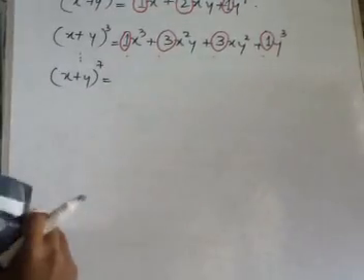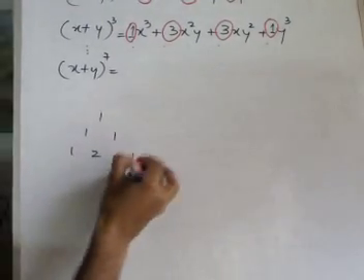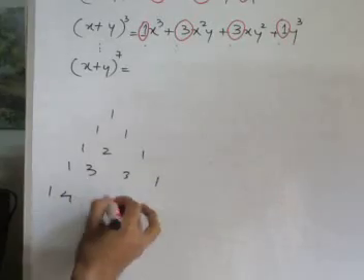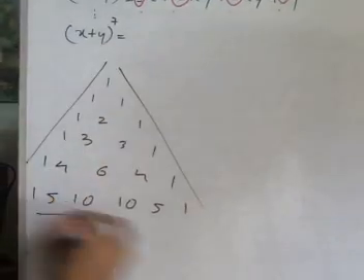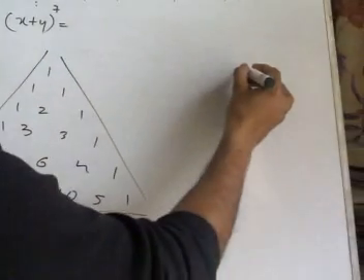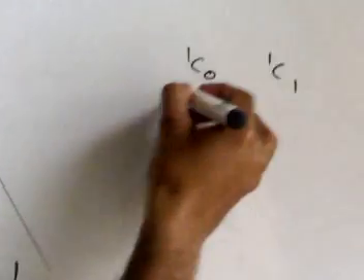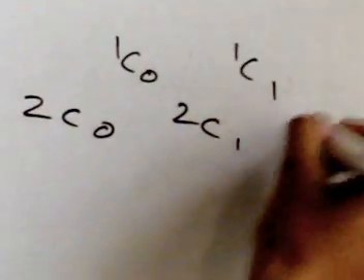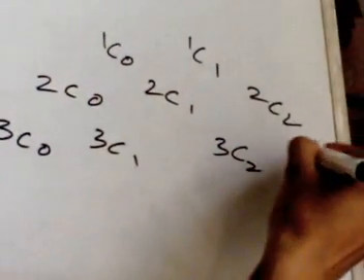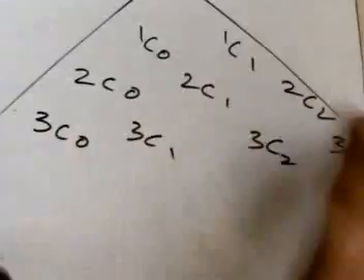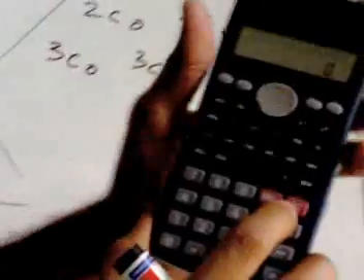But for right now, we will observe the Pascal triangle in a different way. Observe: this is 1, 1, then 1, 2, 1, then 1, 3, 3, 1, then 1, 4, 6, 4, 1, then 1, 5, 10, 10, 5, 1. And side by side, observe another triangle of combinations. Just forget about the 1. This is 1C0 and 1C1. Then we have 2C0, 2C1, 2C2. Then 3C0, 3C1, 3C2, 3C3, and so on.